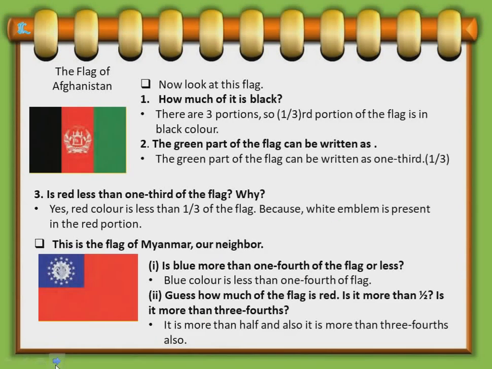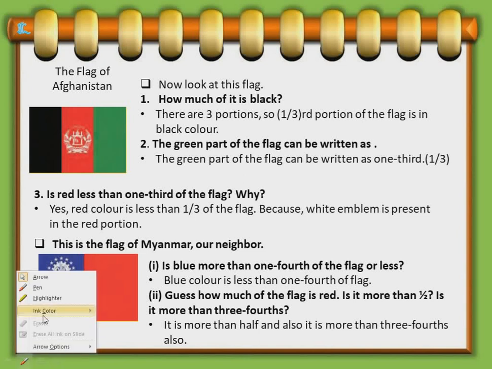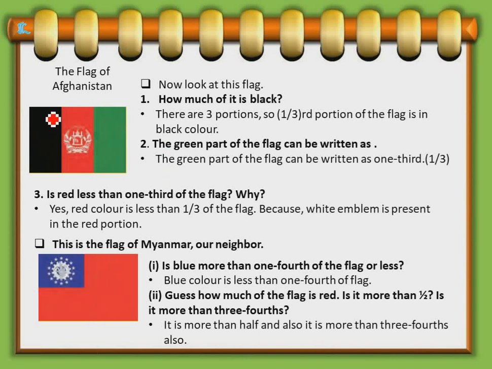Now, next one, the flag of Afghanistan. In the textbook, first they have given you the flag of Afghanistan, and the question given is, how much of it is black? So what portion of it is black, they are asking. Now, totally how many portions are there? 1, 2 and 3. So 3 portions are there. So 1 by total 3, because the black portion is 1 by the total number of portions, 3. So 1/3 of the flag is in black color.